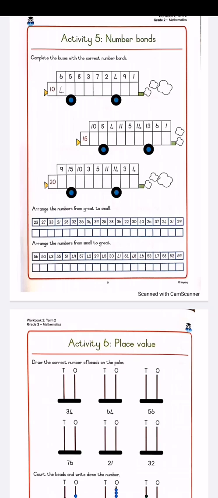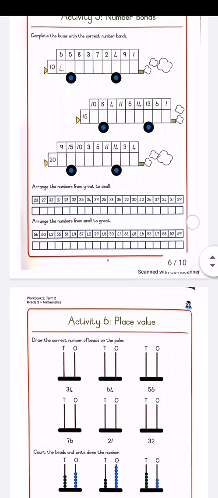Okay, the second bus is 15. So the numbers on the top and the numbers that you're going to write in at the bottom must add up to 15. And then your third bus is 20. So the numbers on top and the numbers at the bottom that you're going to write in must add up to 20.